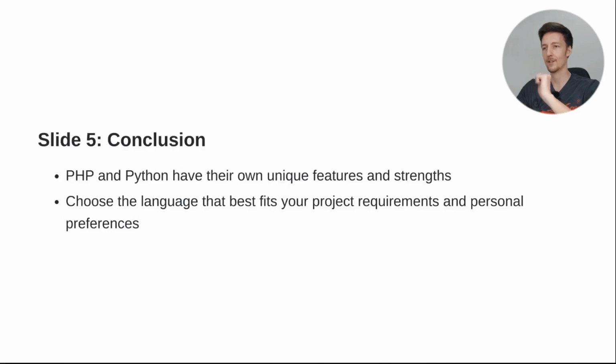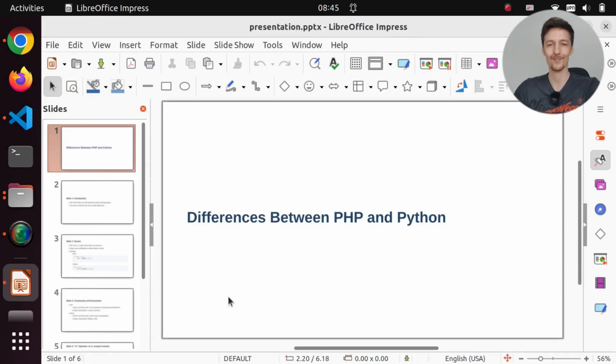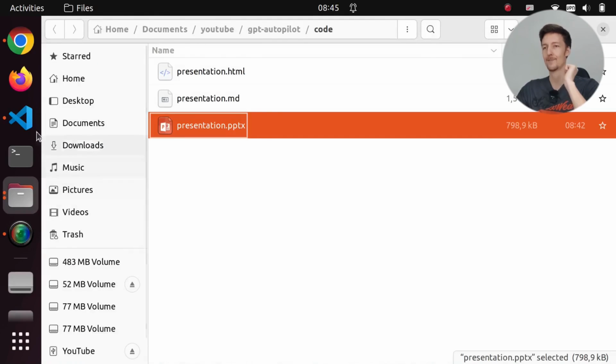Okay, and conclusion. PHP and Python have their own unique features and strengths. Choose the language that best fits your project requirements and personal preferences. And that's the end. So that is pretty much a 10 out of 10 presentation on PHP and Python in 5 slides, as I asked. So that is pretty damn good.